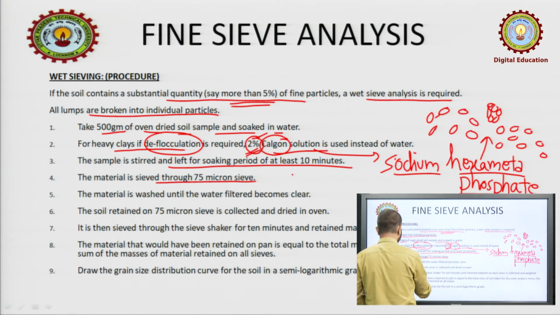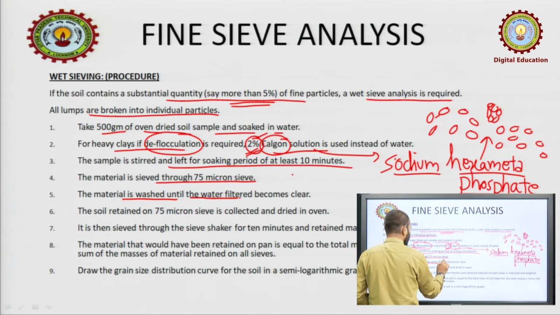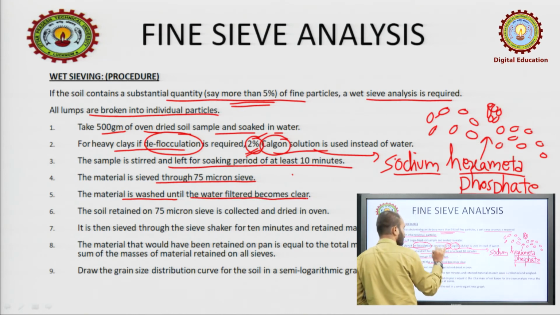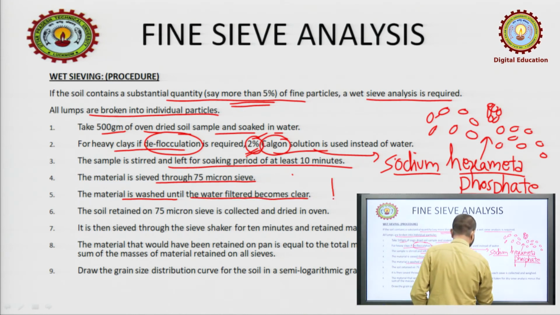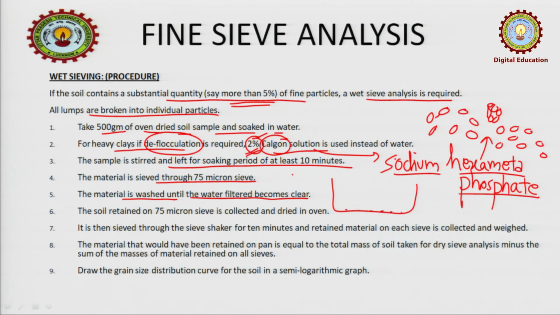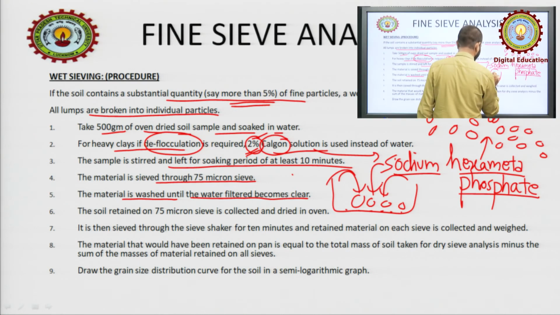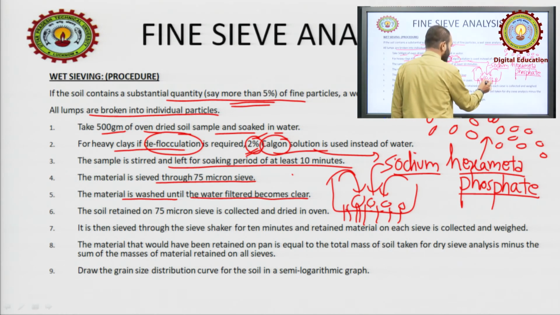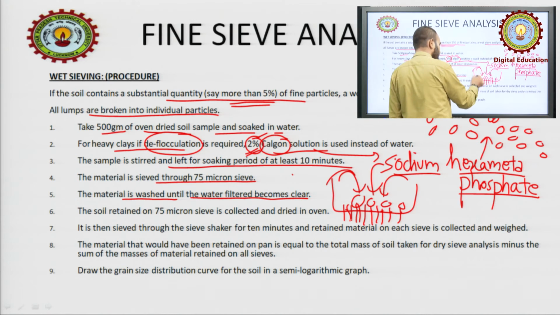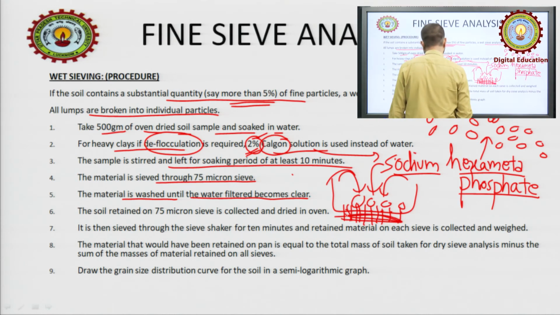The mixed material is washed until the water filtrate becomes clear. What does this mean? The same process which I told you before. Suppose this is a 75 micron sieve, soil is kept on it. Now water is passed through it, so water will drain out. With it, the particles smaller than 75 micron will also drain out. So, we will check until the water is clear here. Till that we will be washing it.